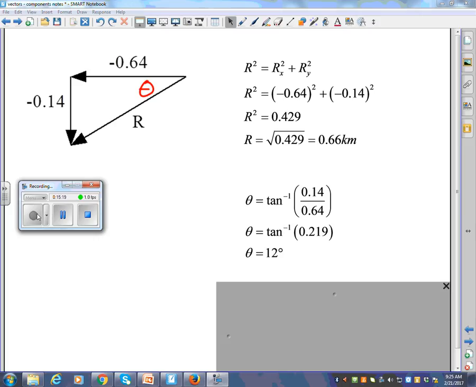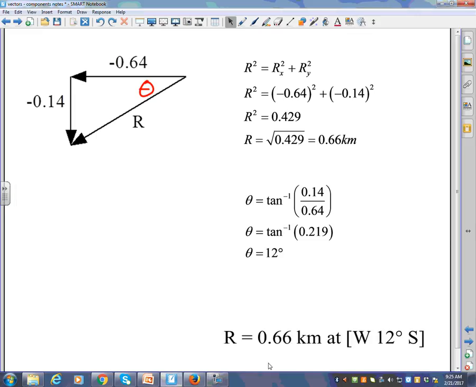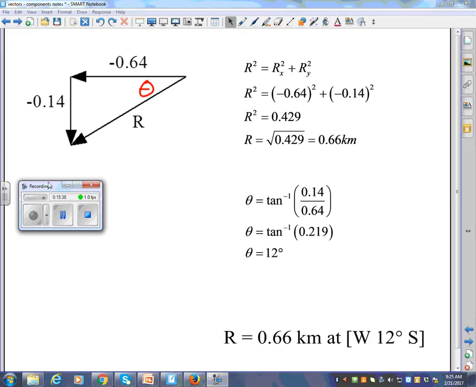And with that 12 degrees, you also need the actual directions. So that's going to be from there. That's going to be west 12 south. So your answer is 0.66 kilometers at west 12 degrees south. How accurate is this compared to ruler or protractor? Far more accurate. Provided you do it right, of course, I guess.